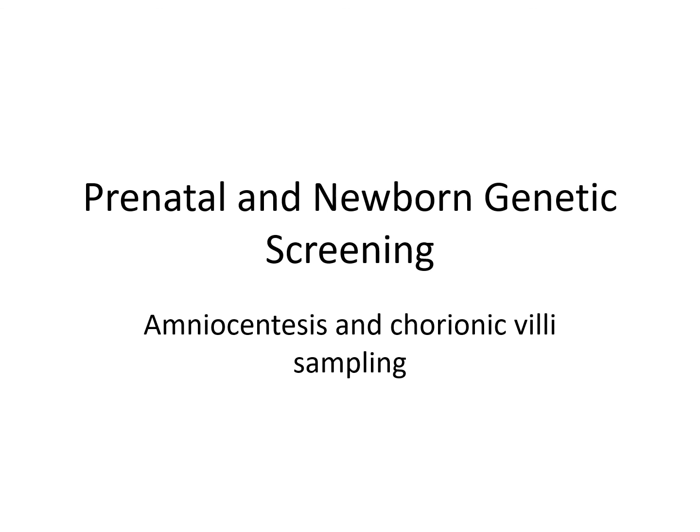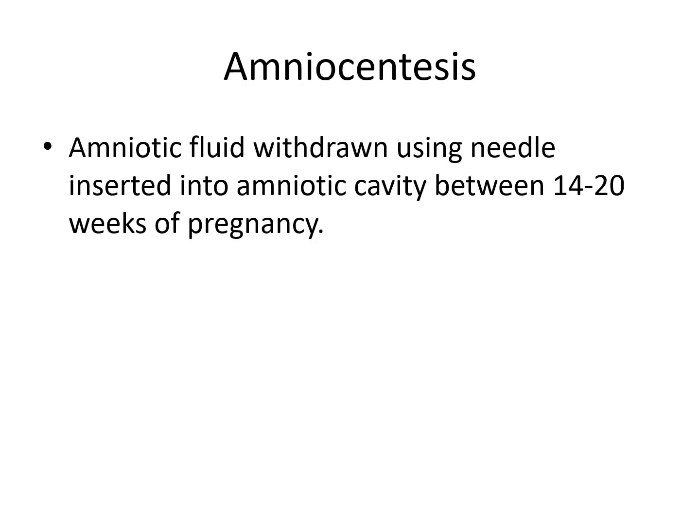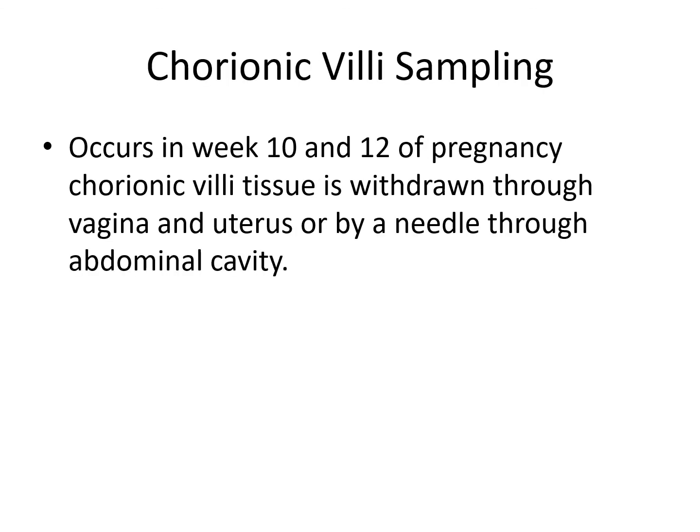Now, finally, we go to prenatal and newborn genetic screening. The two types are amniocentesis and chorionic villi sampling. In amniocentesis, amniotic fluid is withdrawn using a needle inserted into the amniotic cavity between about 14 to 20 weeks of pregnancy. Some of the cells there can be analyzed for genetic defects.